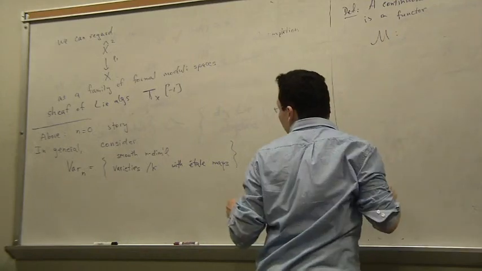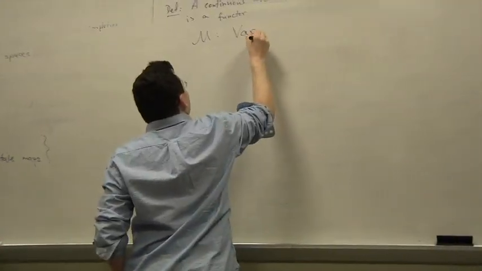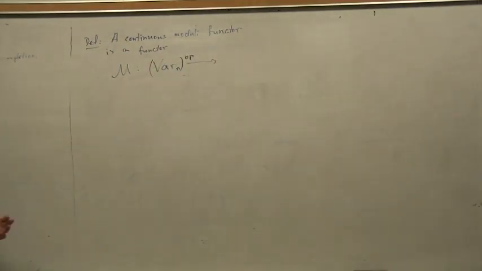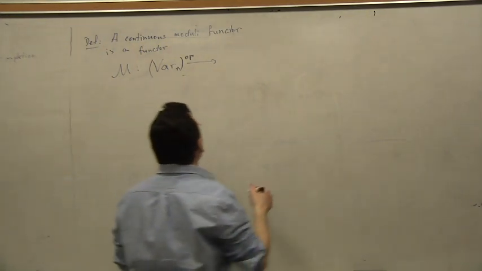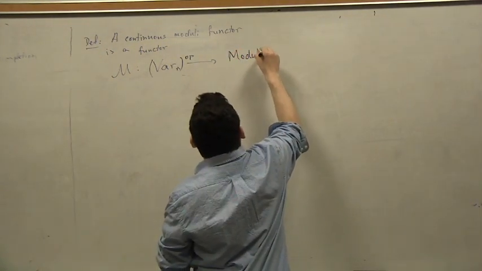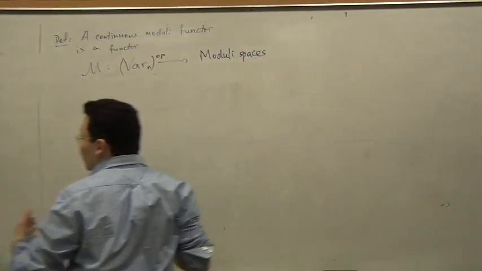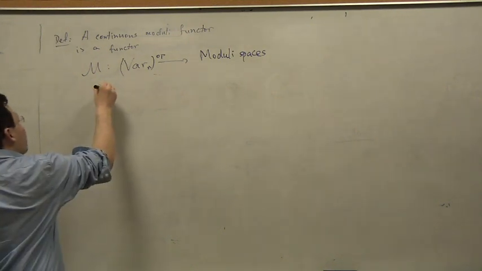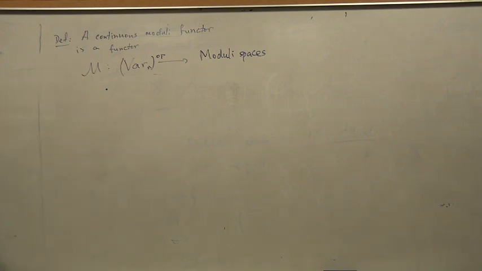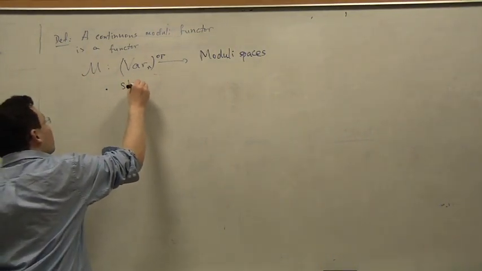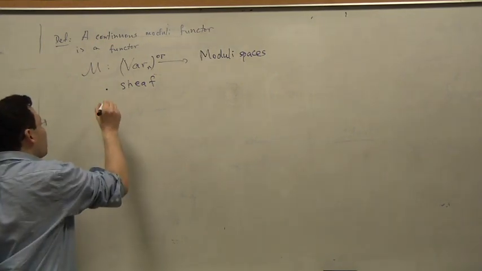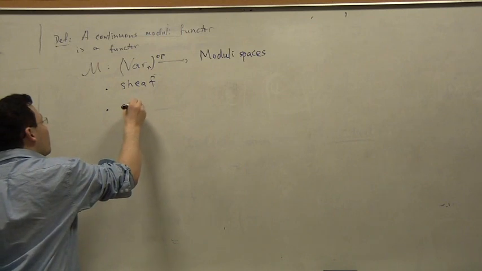Let's call it script M. So to every variety, we associate some kind of moduli space. And if we have a map of varieties, there's a map the other way of the corresponding moduli spaces. And I want this functor to satisfy two conditions. One is that it's a sheaf. So in other words, if we have a covering of a variety, we can recover the moduli space by some gluing procedure.